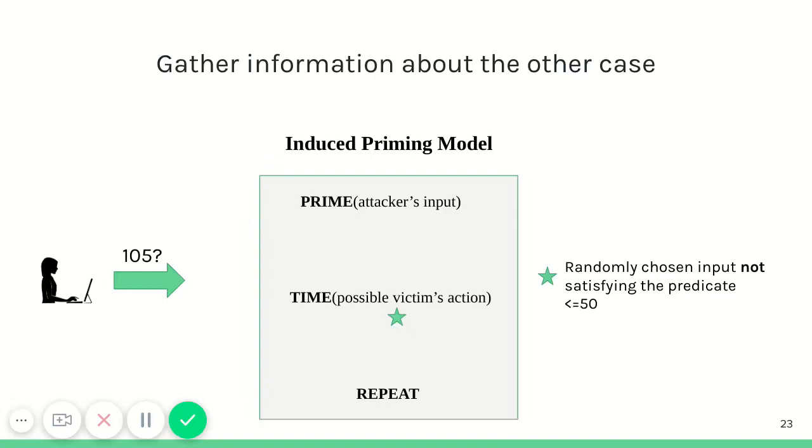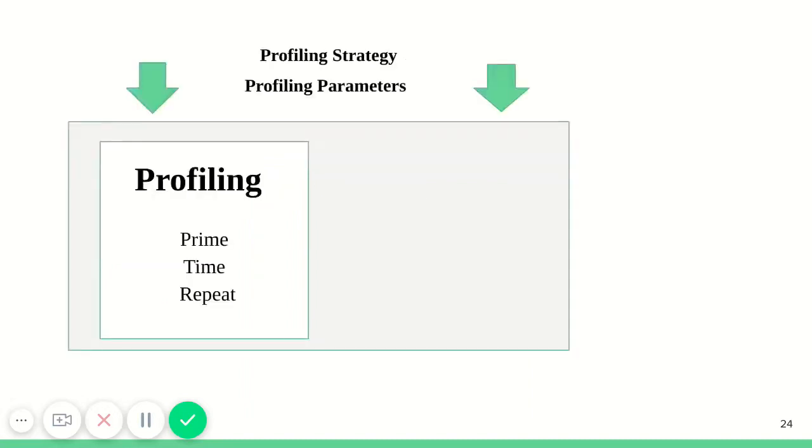Then, the attacker will time the execution of the program on some input not satisfying the predicate. The attacker will repeat this process, and the end result will be an execution time distribution of the program's behavior under a primed runtime for input that does not satisfy the predicate. With this profiling stage complete, the attacker can then turn to inference.